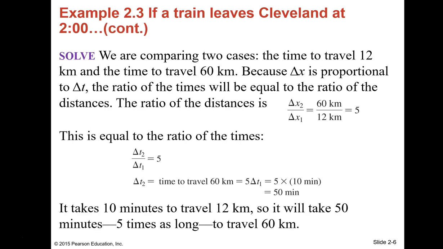We know the difference between 60 and 12 is 5 times, so we're going 5 times farther. The initial time interval was 10 minutes. If we go 5 times farther in distance, we're going to go 5 times farther in time. So it will take 50 minutes.